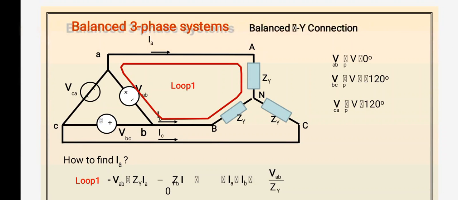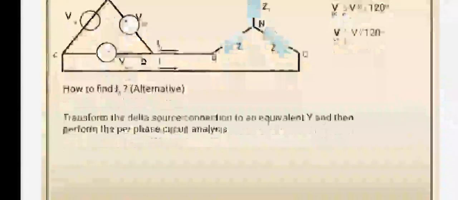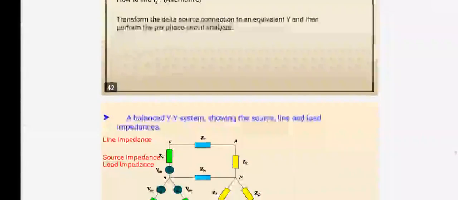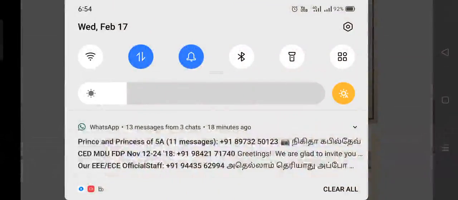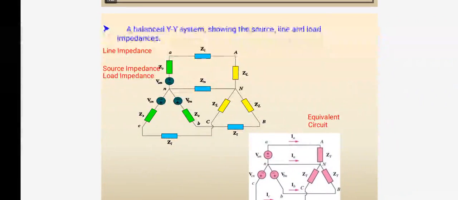Now this is the representation where the source is the delta connection and the load is the star connection. The corresponding equations are represented here. So this is a star to star connection, and the equivalent circuit is drawn here.